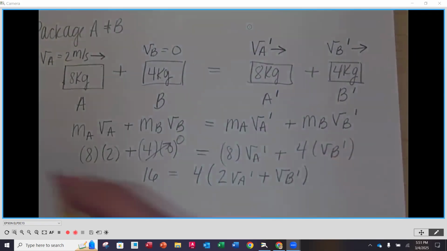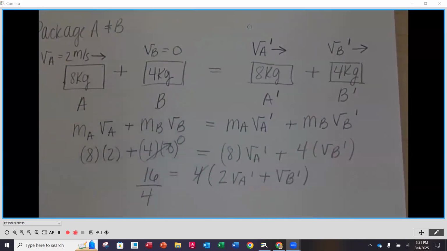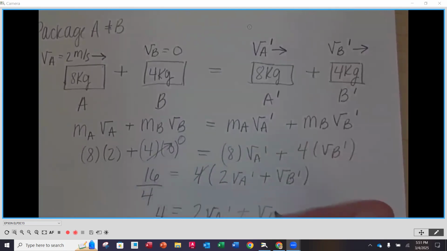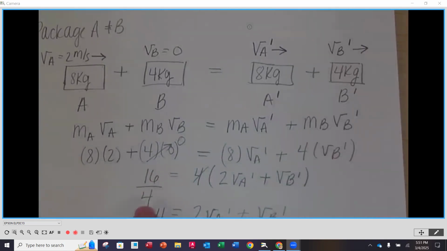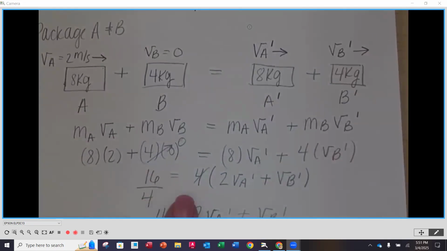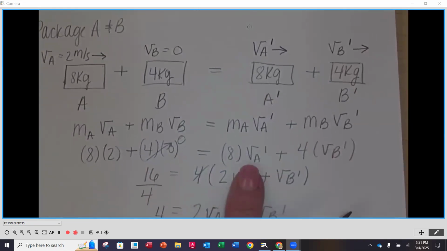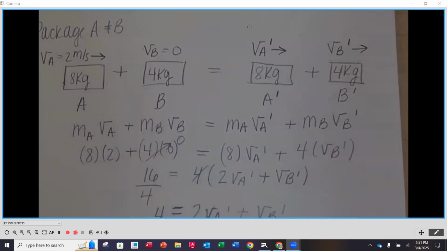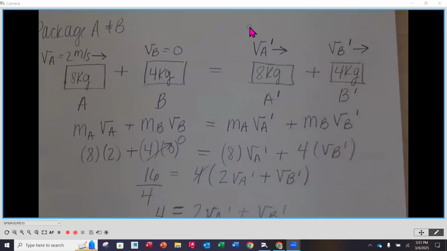And then I can take that 4 and divide both sides by 4, and I'm going to get 4 is equal to 2 velocity A prime plus velocity B prime. Could you leave it in 16 is equal to 8 VA prime plus 4 VB prime? Yes, you can. All right. I kind of like reducing it as long as it's easy. I don't go crazy.